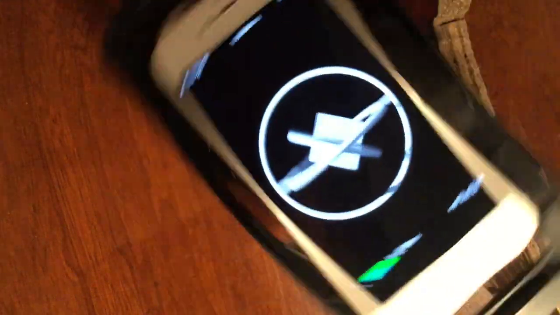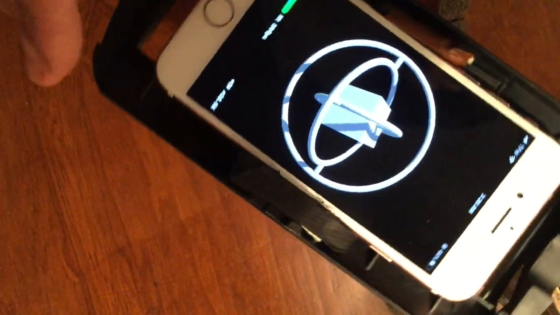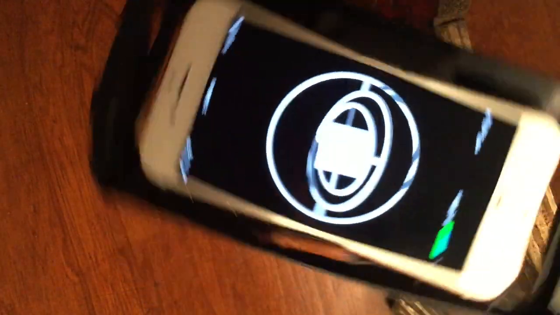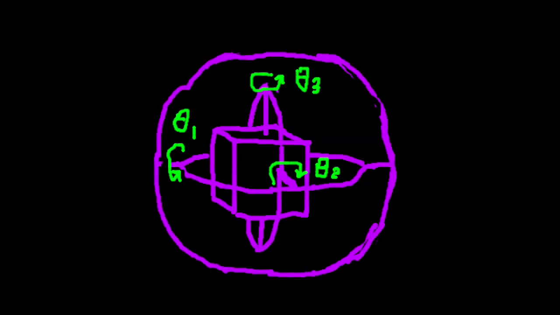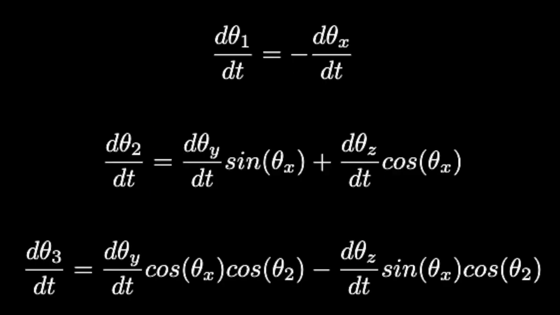and z axes. This is possible because for every frame of animation, the internal gyroscope gives us 3 numbers, the angular velocities about the x, y, and z axes. But these aren't that useful in their current form. What we really need for the animation are the angular velocities of the middle ring, the inner ring, and the cube. Notice that the outer ring is static.